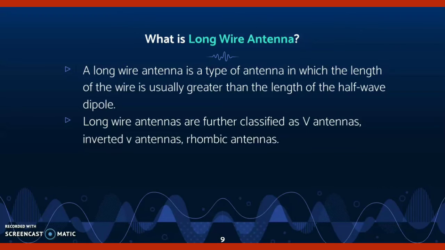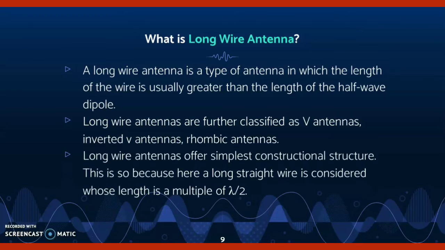Long wire antennas are further classified as V antennas, inverted V antennas, and rhombic antennas. Long wire antennas offer the simplest constructional structure. This is so because here a long straight wire is considered whose length is a multiple of lambda over 2.